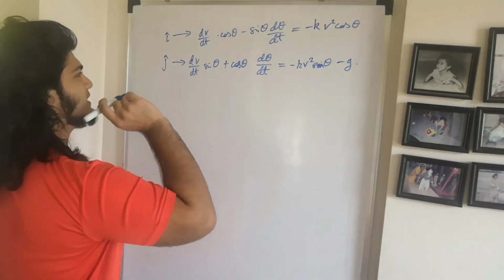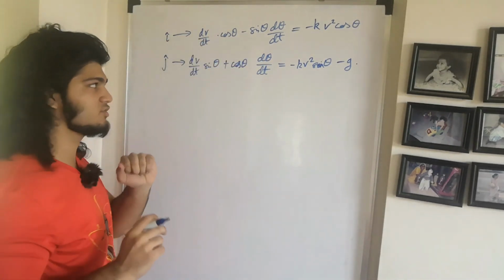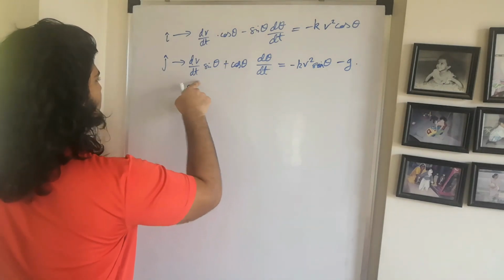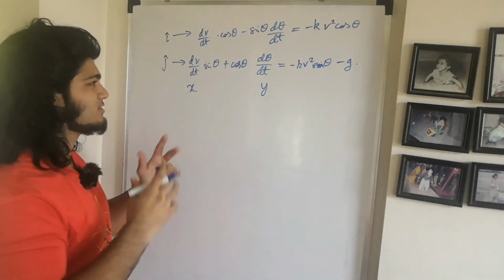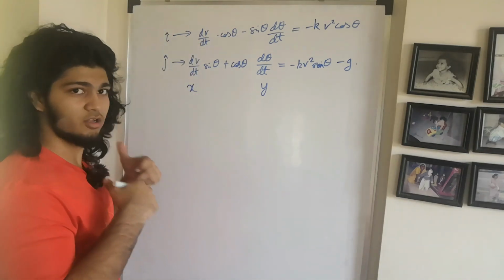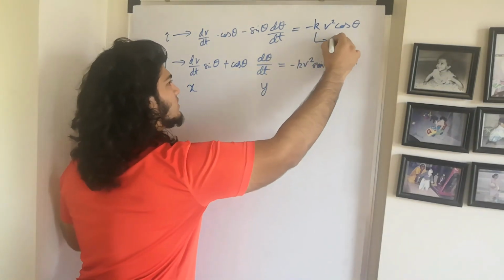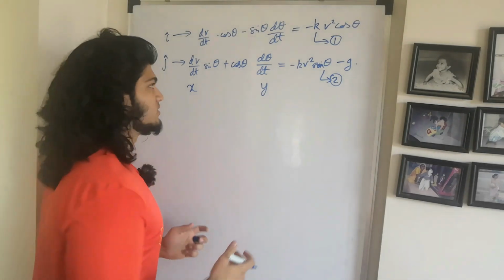So now we can solve for dv by dt and d theta by dt individually. So we'll just solve it like an algebraic equation. We'll consider this as x and this as y, and we have two equations in x and y, and we'll solve for them algebraically. So to solve for them individually, let's first give these equations names. So let's call this equation 1 and equation 2, because this will make it easier to refer to.